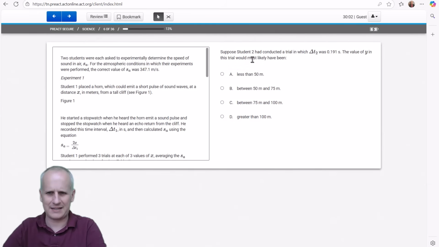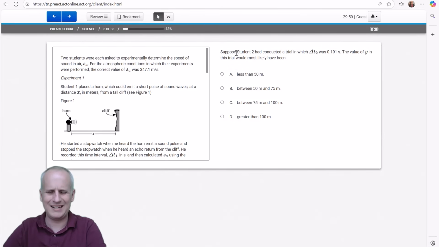And we've got our second little passage. So again, we're going to read the question first, not even going to engage the stuff on the left. So suppose student 2 had conducted a trial at which delta T2 was 0.19 s. We're looking for what the value of Y would have been in that trial.